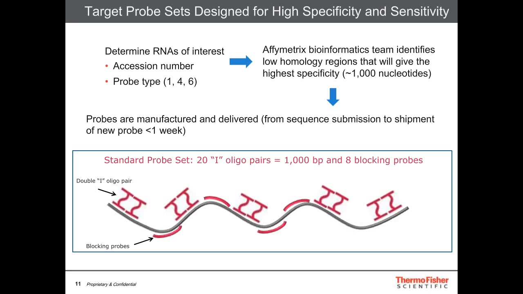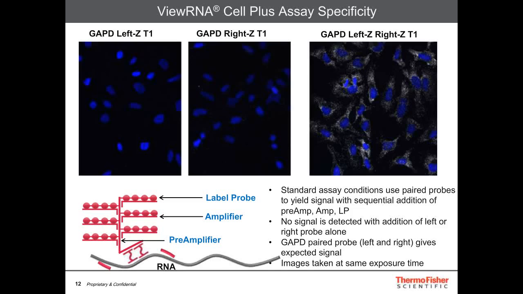So the probes are manufactured. Some of them are already commercially available. These are the same probes that are used for the ViewRNA Cell Assay. And if it's required that they be synthesized, it takes less than a week to get the probes. The next thing I want to do is show you some of the specificity data from these probes.